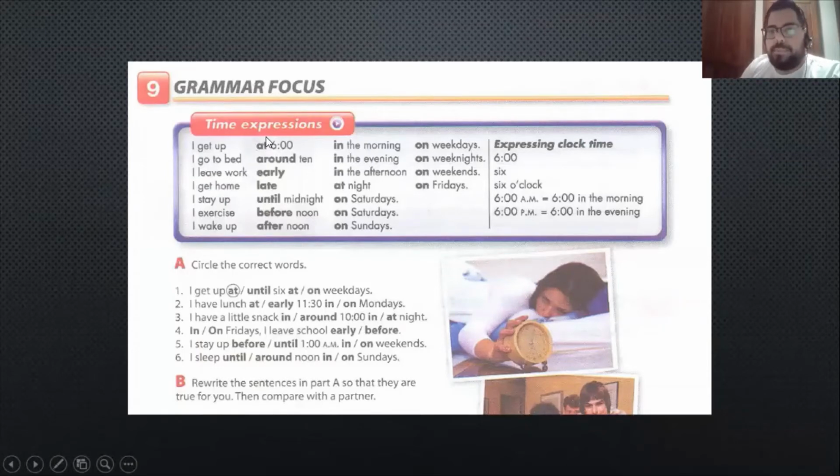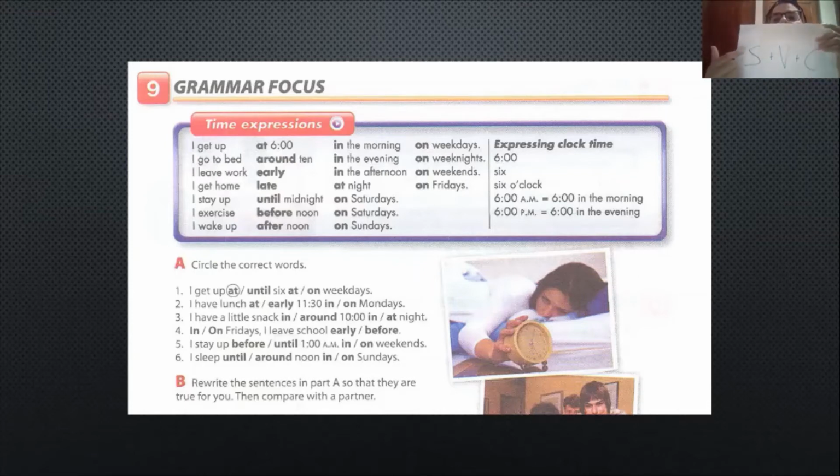For example, guys, look at the first one over here, at. Esta expresión de tiempo, porque todas estas que tenemos acá son expresiones de tiempo, nos ayuda, okay, it helps us for specific hours. Look at that, para horas específicas. For example, in my case, I wake up at 6 a.m. Look at that, guys, at 6 a.m. It means specific hours, at 6, at 8, at 9, all right? We use it for specific hours in there.